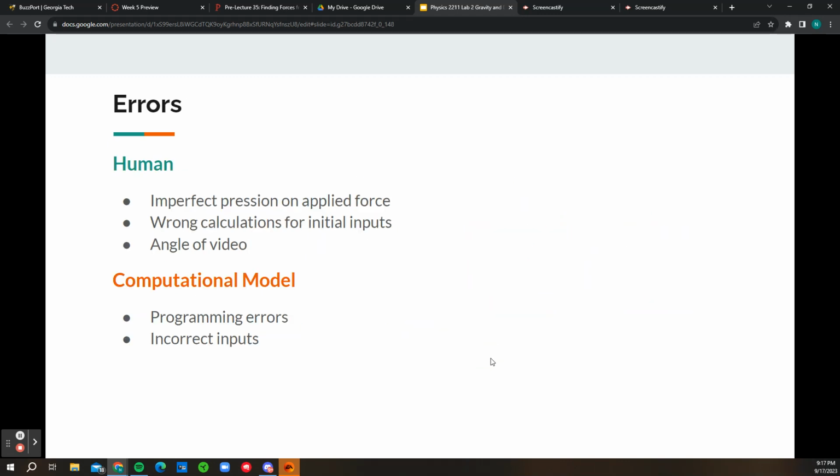Some of the errors that I predicted would be in this lab are imperfect precision from the human aspects on the applied force, wrong calculations or inputs, and of course the angle of the video that I put into tracker. For the computational model, it could be programming errors or incorrect inputs on my part.